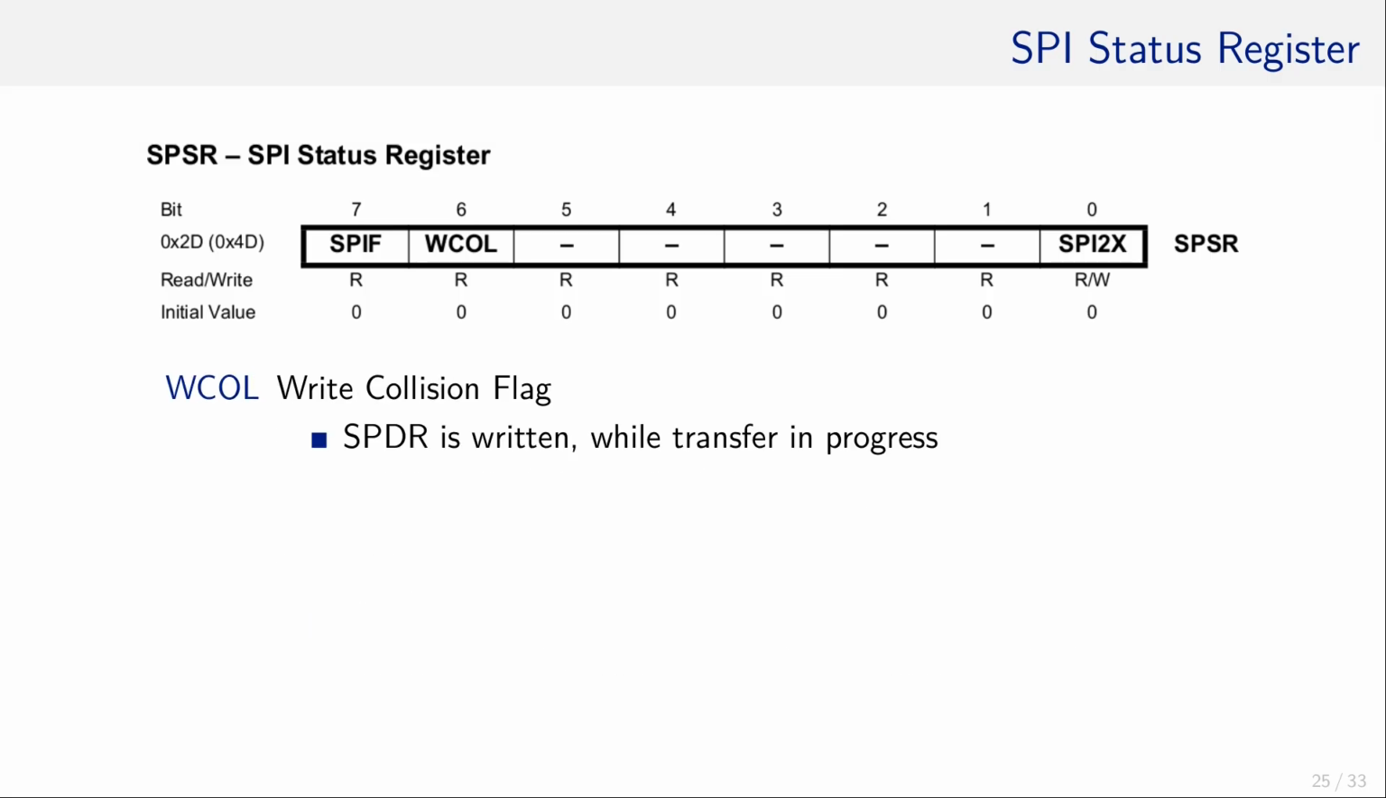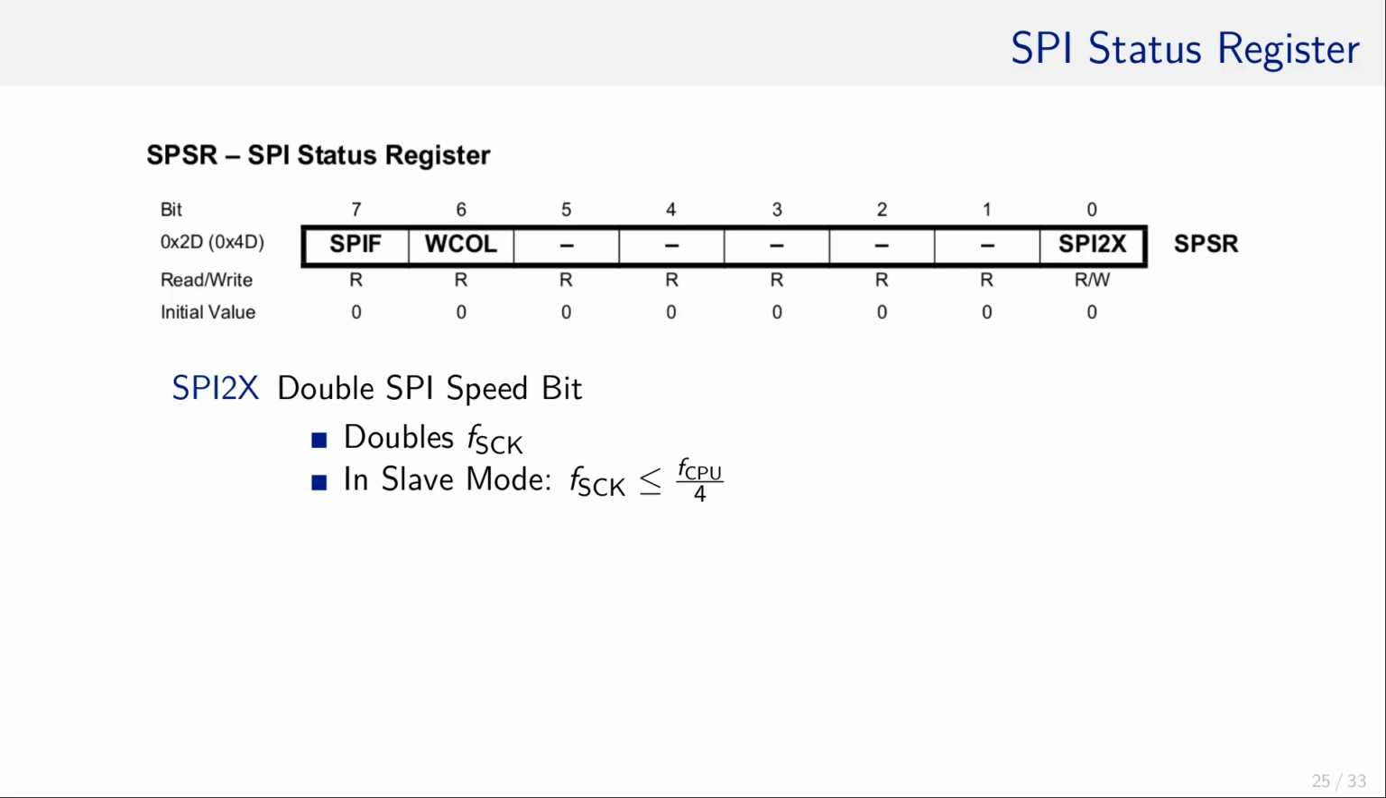The second bit in the status register should never be set, as it indicates a collision. That means the program accessed SPDR while the transfer is still in progress. Please wait till SPIF is set to 1 before accessing SPDR. And we have the SPI2X, which doubles the frequency of the SCK line, or in other words, it halves the prescaler as shown before. And that is all about the SPI status. A lot simpler than I2C, right?